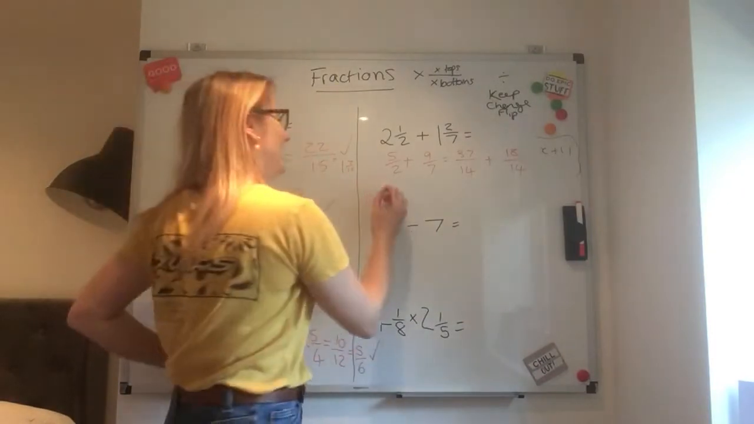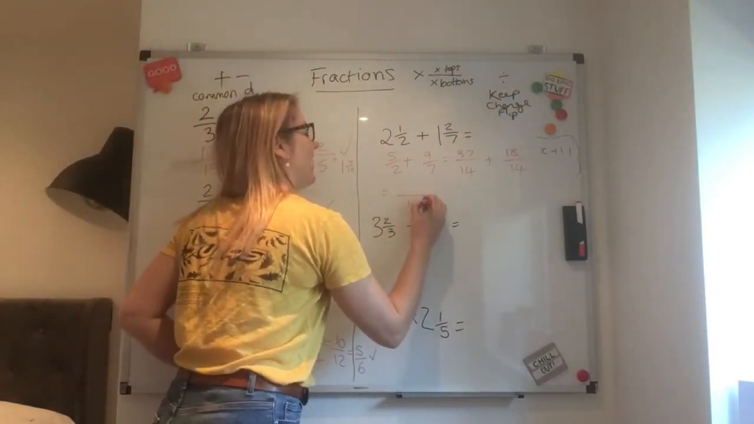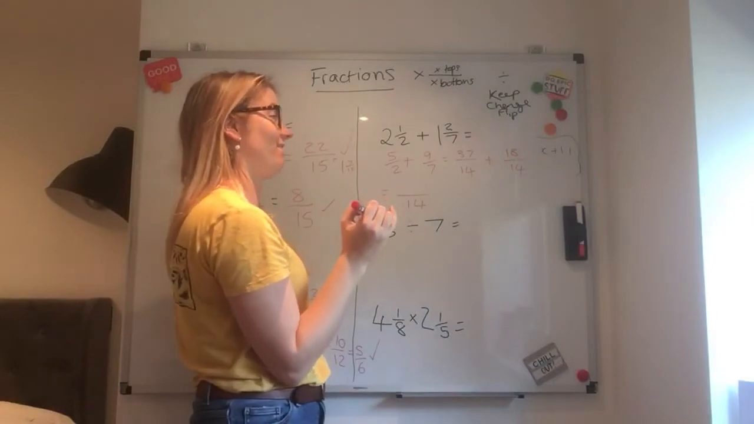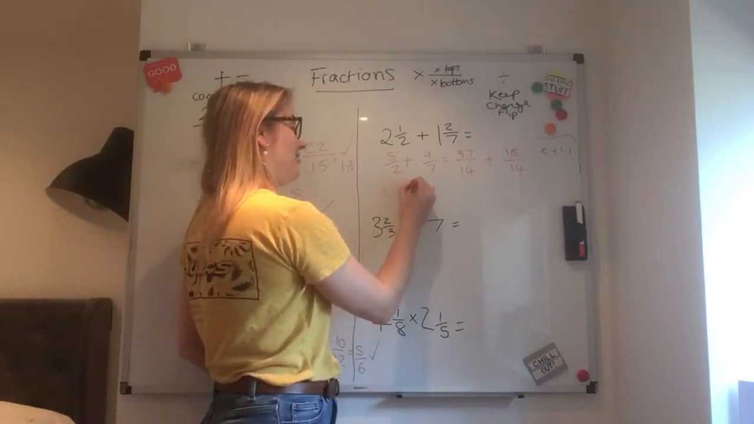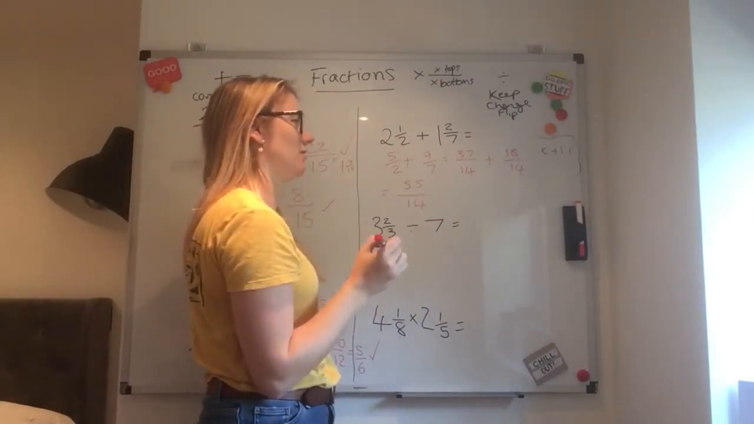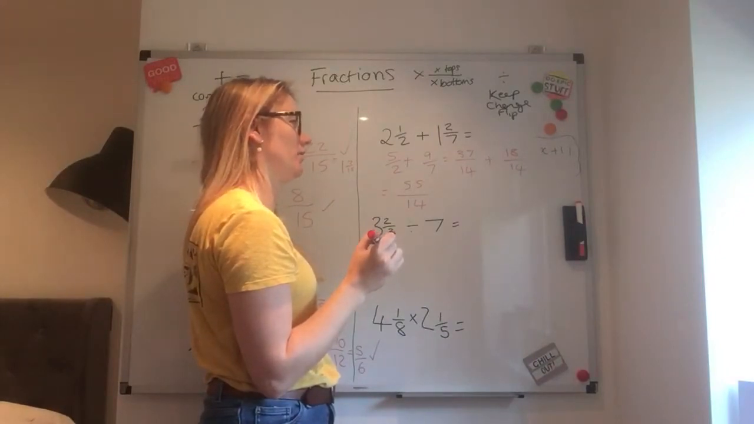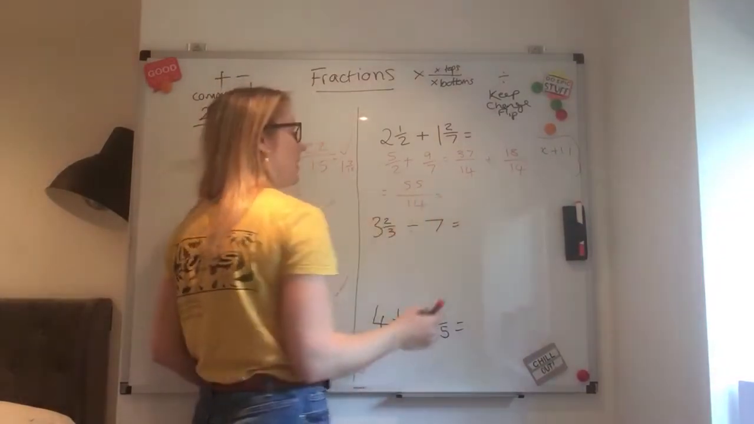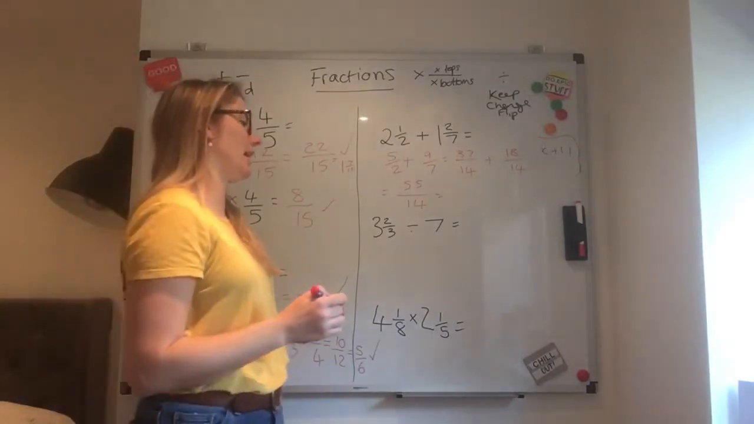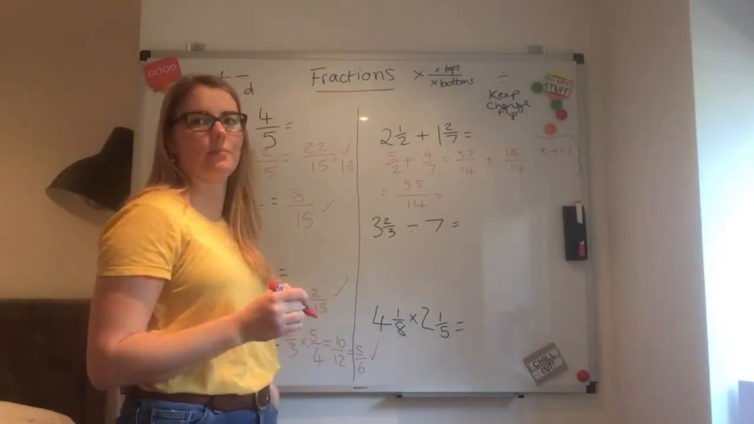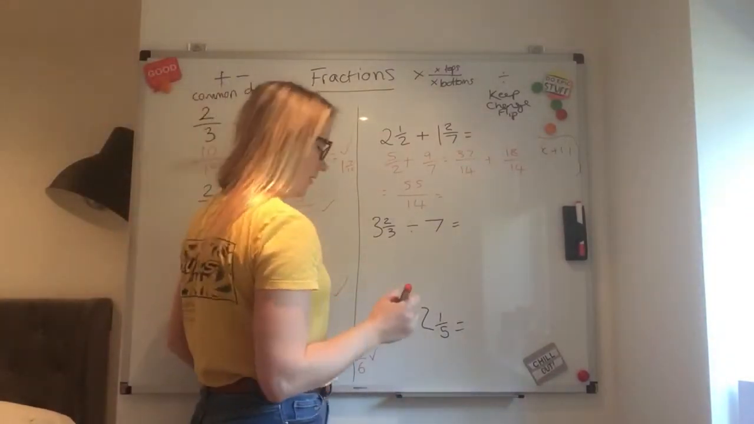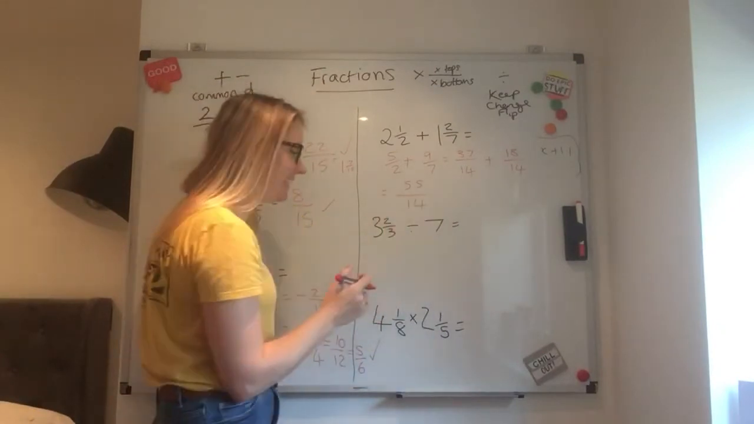Come on, Miss Hasty, you can do this. 37 add 18. 55. And then you can convert it to a mixed number if you want to, but I can't be bothered.